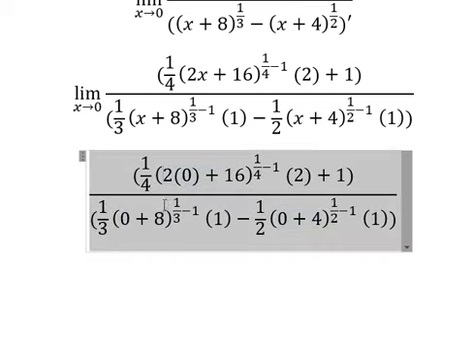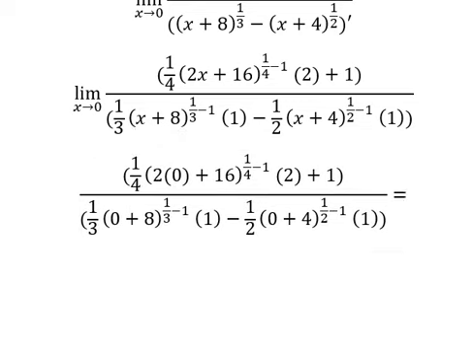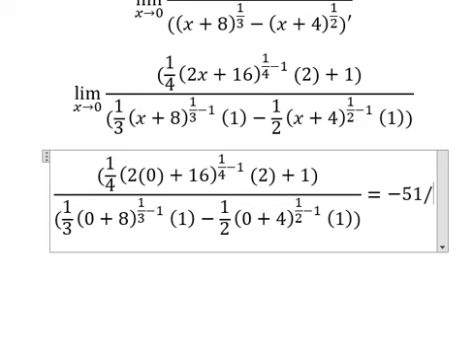So we calculate this one and we got negative 51 over number 8.